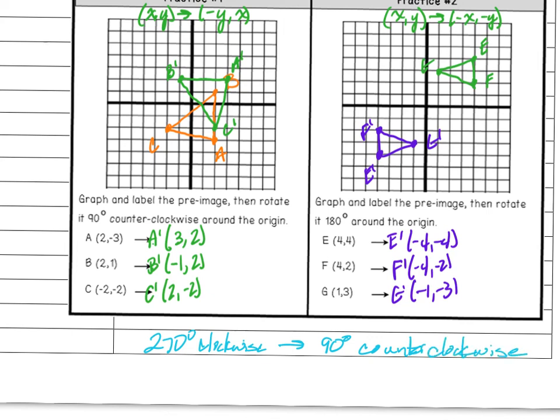Because remember, on a clock, it only goes 360 degrees. So if I go 270 degrees one way, it leaves 90 degrees the other way. So you could do a little manipulation that way. So if they ask me to do something 270 degrees clockwise, I can do 90 degrees counterclockwise and get it in the right spot. So I just wanted to throw that out at you.